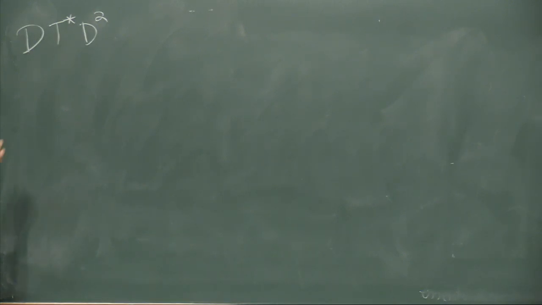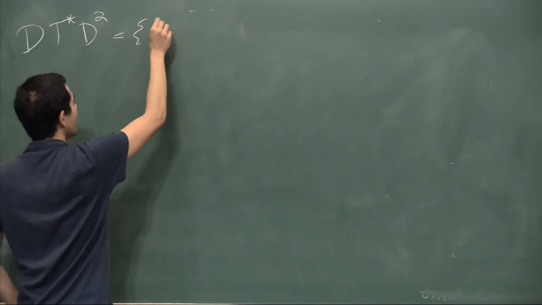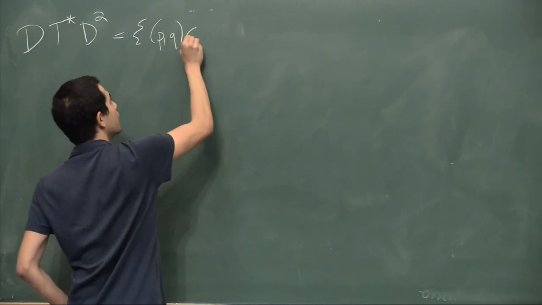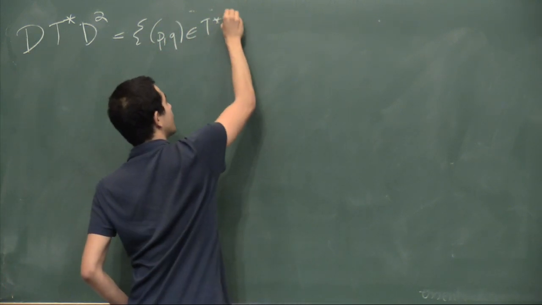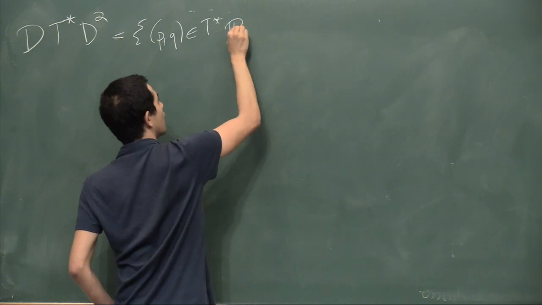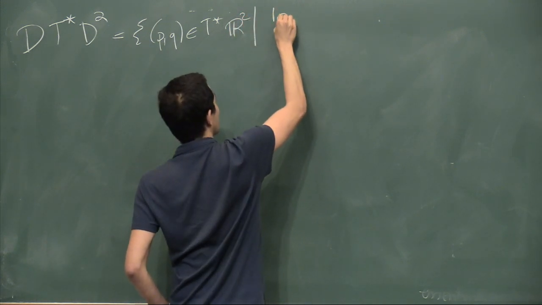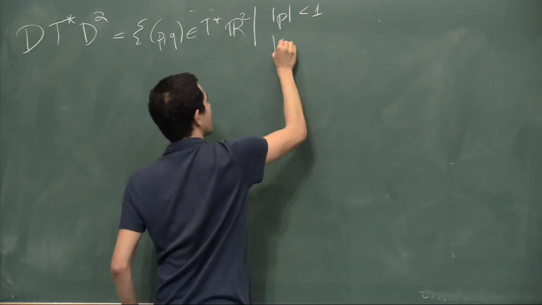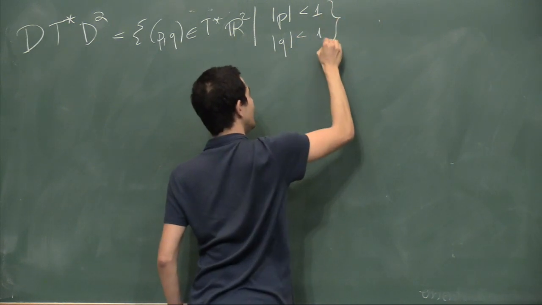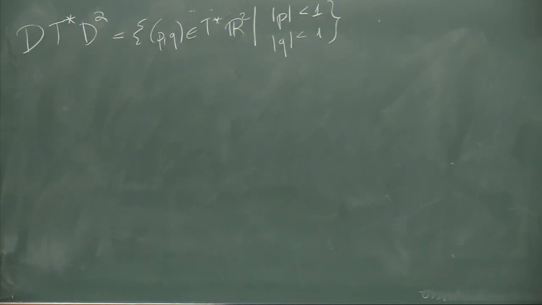So the disk bundle of D2, you can think of it as just the set of P and Q in the cotangent bundle of R2, such that the norm of P is less than 1 and the norm of Q is less than 1. Okay. So you can ask about the symplectic geometry of this set.